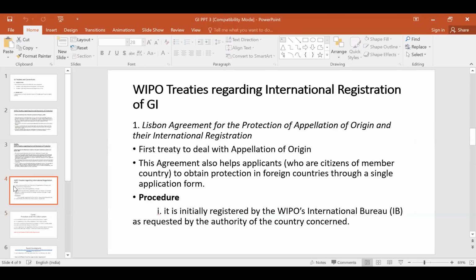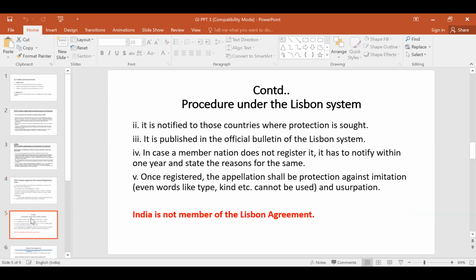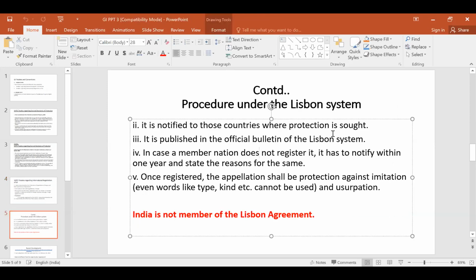Now the next procedure: once WIPO's International Bureau gets the application, it will notify those countries where protection is sought. For example, I want my GI to be protected in America, Canada, Germany and France, four countries. The moment my application reaches WIPO, WIPO will notify the offices concerned. Just as there is a GI registry in India, there will be GI offices in the other four countries. The International Bureau will notify them, and it will also be published in the official bulletin of the Lisbon system. And within a year, the country where I have asked for registration either has to say yes to me or no to me.